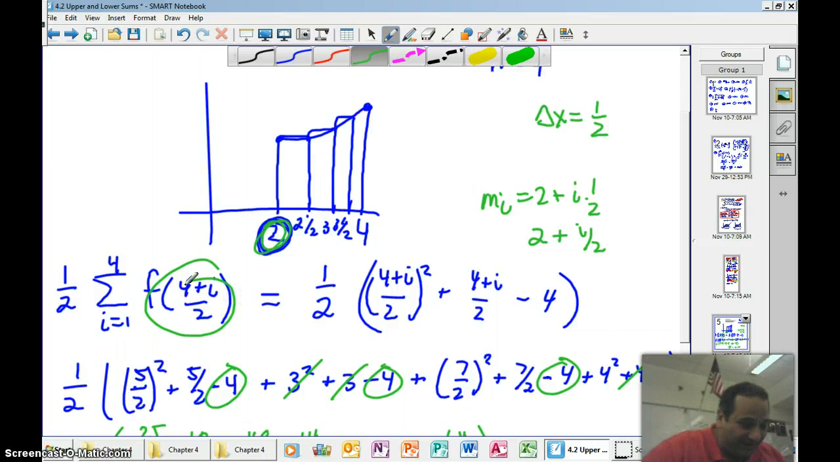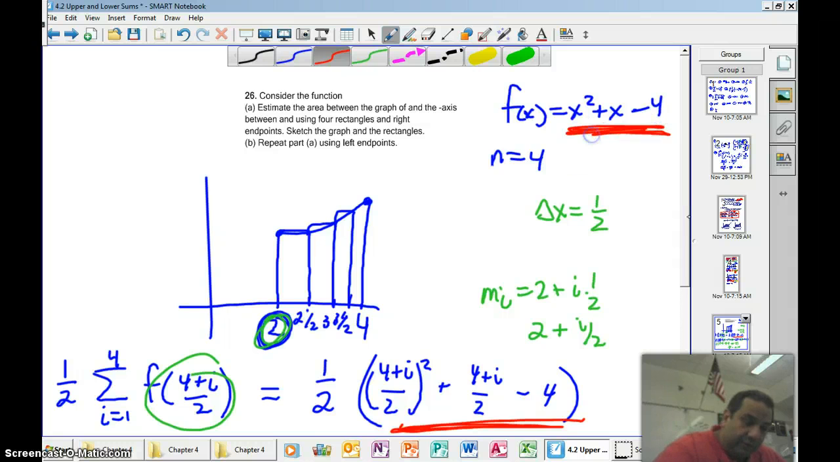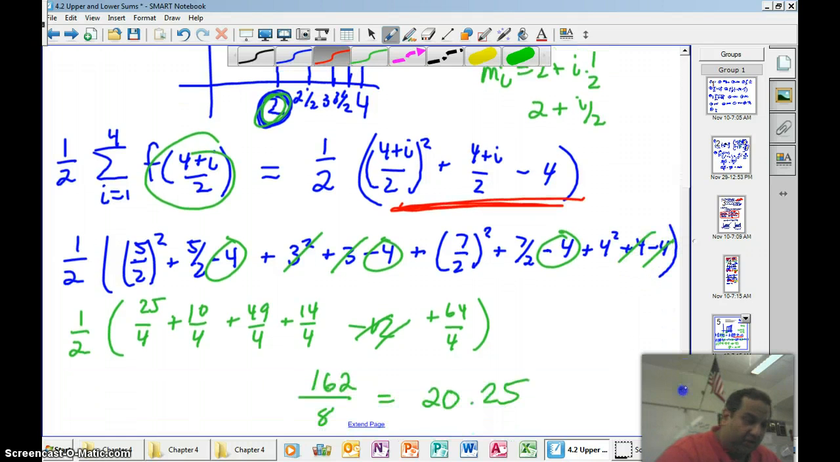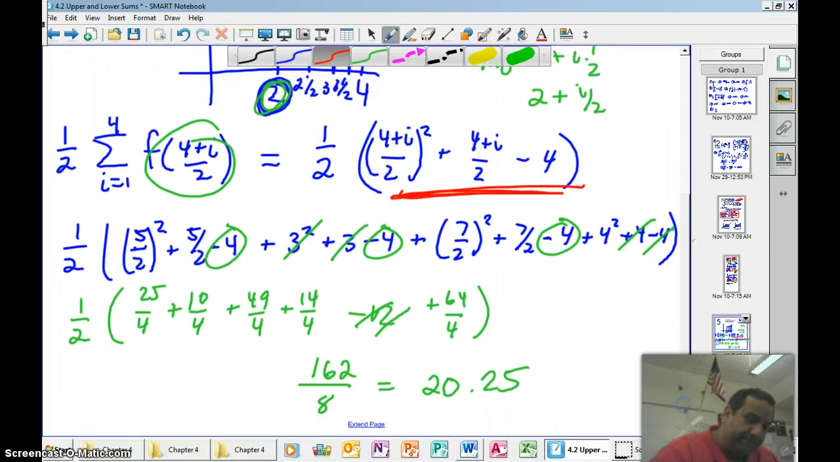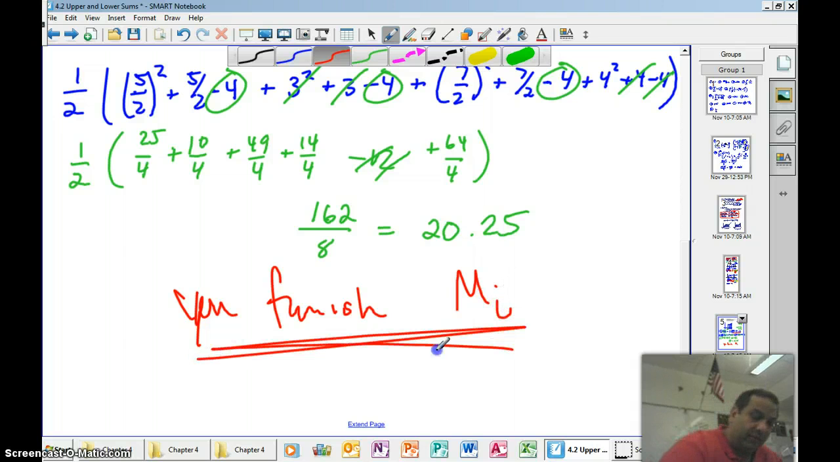Yes. So now it's 1/2, because that was the delta x, times this squared. Where did the squared come from? Remember, this is the function. Okay? And now I just plug in when i is 1, when i is 2, all the way to 4, and then I do the same thing for the big M of i in green, unless, you know what, I'll have you do that. You finish the big M of i.